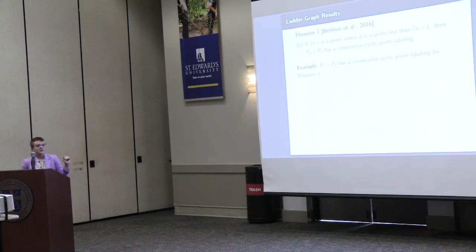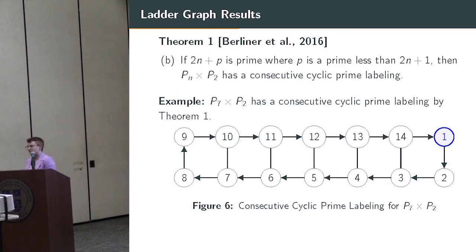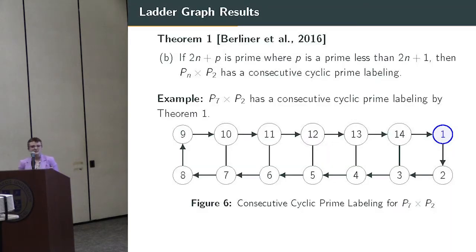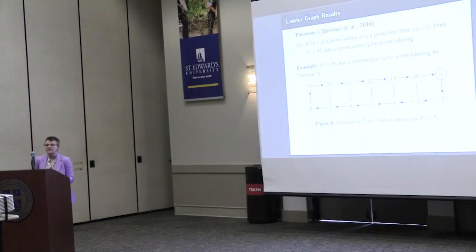An example of that would be p sub 7 cross p sub 2. So 2 times 7 is 14. You could add 3 to that and get 17, or you could add 5 and get 19. So there's different ways you can do that. Here's what that prime labeling looks like. This time our starting vertex is in the upper right-hand corner. And there are formulas that are dependent on that number p that help you figure out where your starting vertex should be.